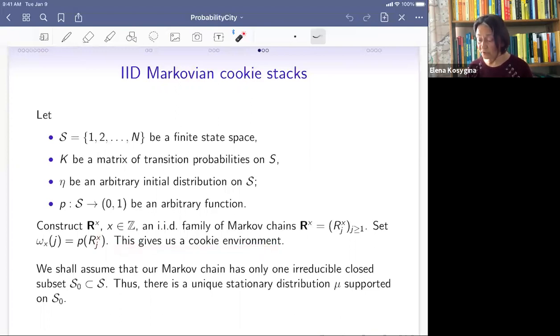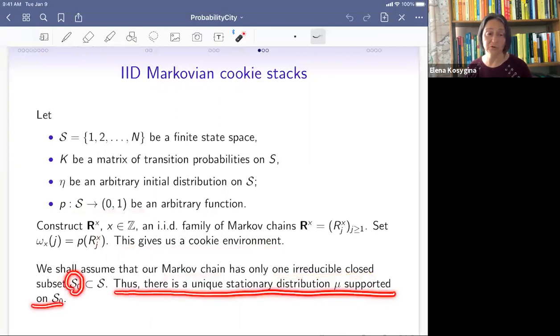And our assumptions, apart from those which I already listed, is that this Markov chain has only one irreducible closed subset, right? It could be an absorbing state, it could be a reducible Markov chain. But the thing is that there is a unique stationary distribution supported on this irreducible closed subset.